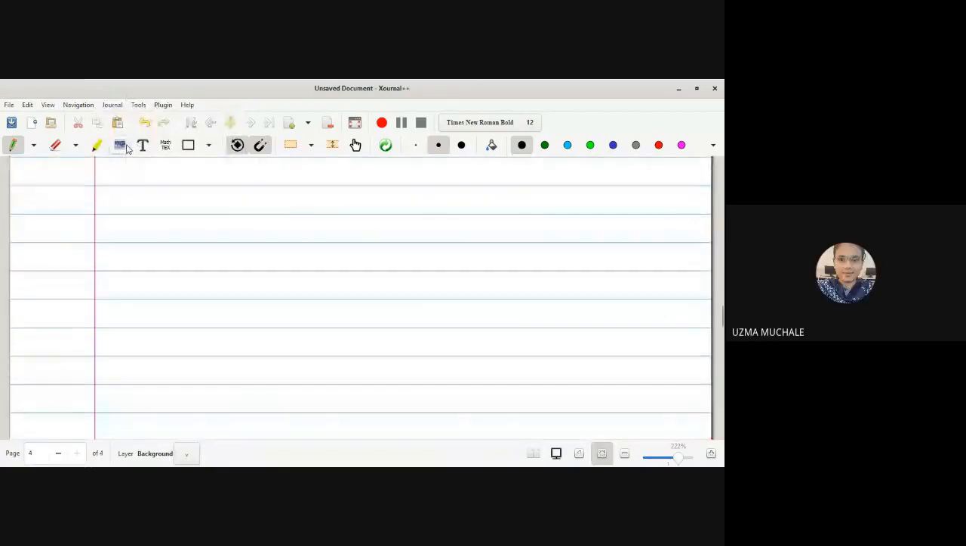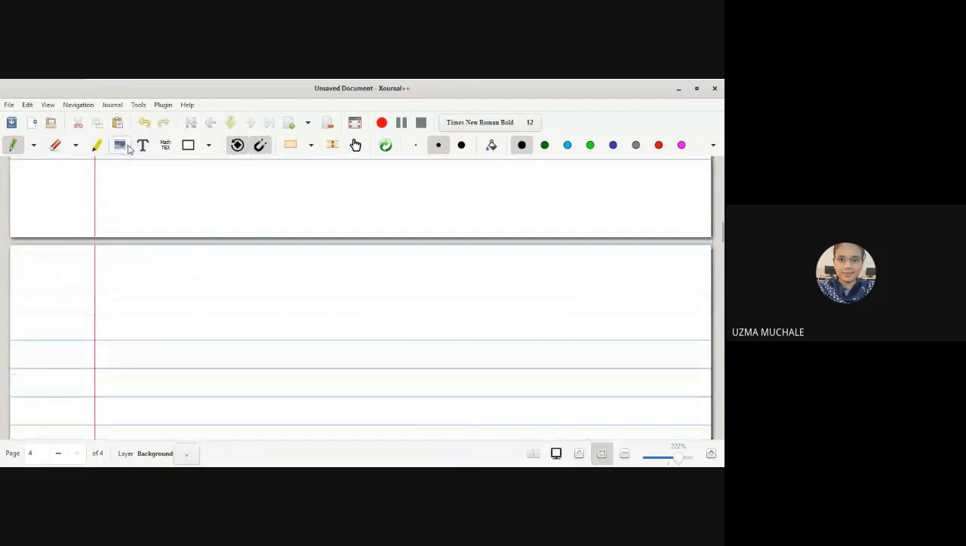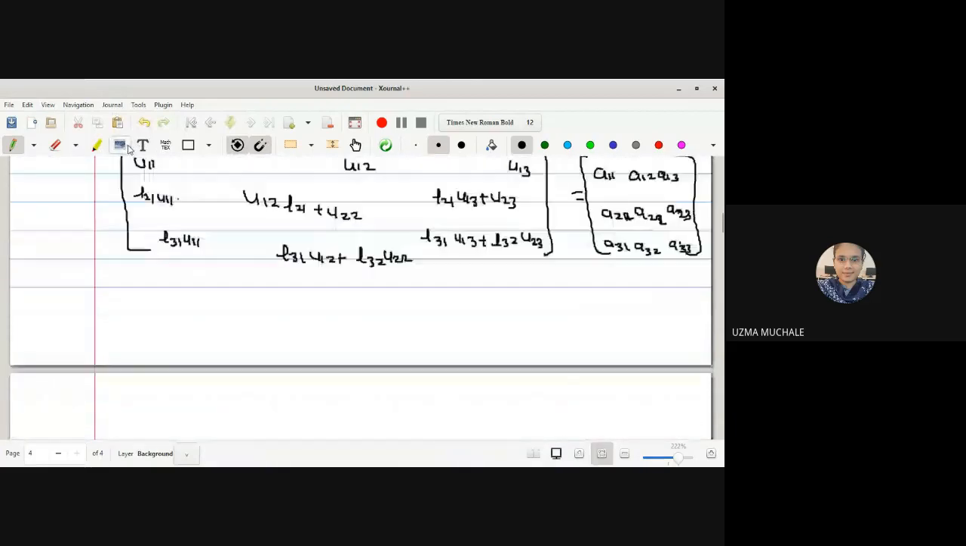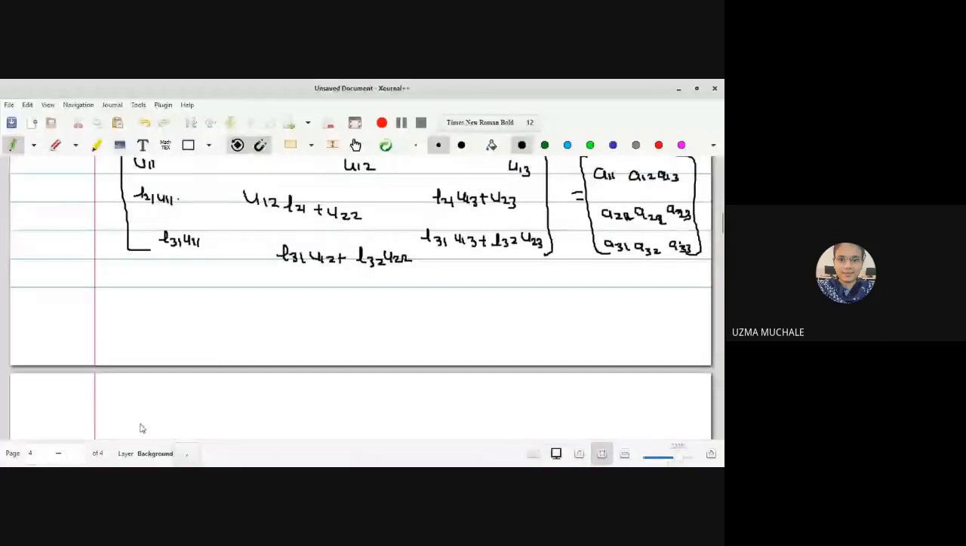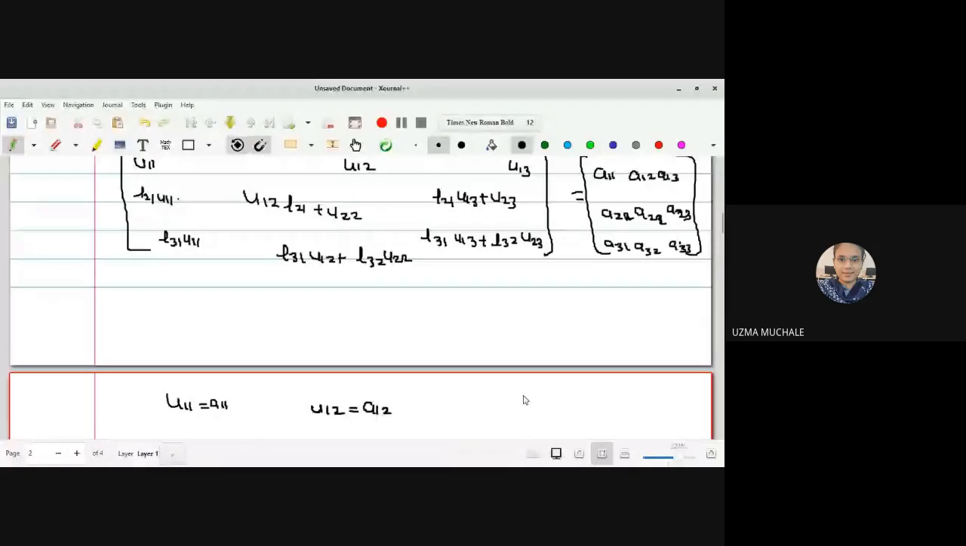By equality of matrices, now we have to equate these entries and we will get the values of those Uij and Lij. So by equating matrices, we get U11 is equal to A11, U12 is equal to A12. So directly we will get the values of U11, U12 and U13, since we know the values of A11, A12 and A13.